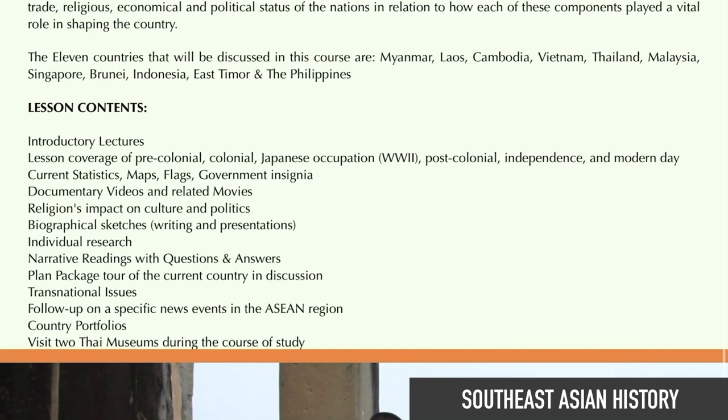Now, of course, we have visited 2 Thai museums during the course of study, which I doubt we can do this year due to the circumstances of COVID-19. So in that place, we may have a lengthy research on that. I'll let you know more on that as we go on.